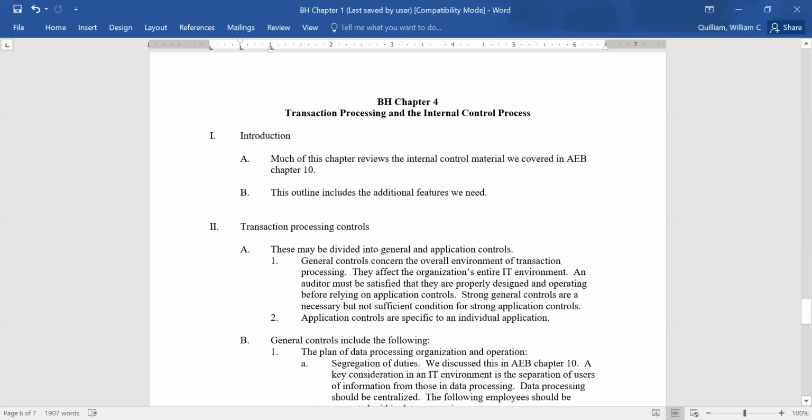So at the top of the organization, one must have strong general controls in order to have strong application controls further down, because in number 2, application controls are specific to an individual application. For example, specifically to the sales and collection cycle. Again, if there are not good general controls at the top of the organization, the application controls, in this case with the sales and collection cycle, just won't work because they don't have the backing of strong general controls.